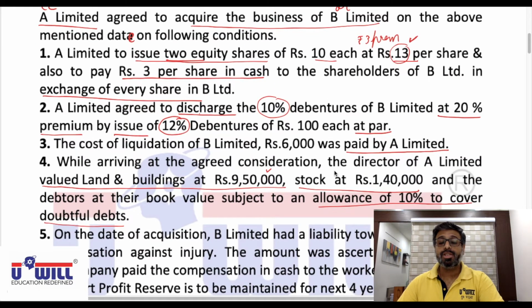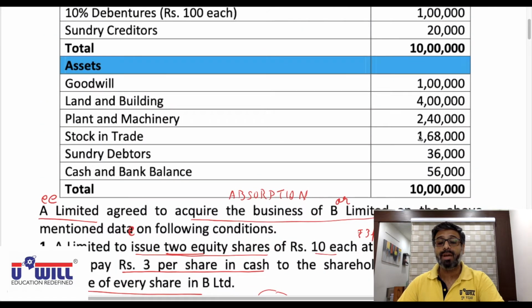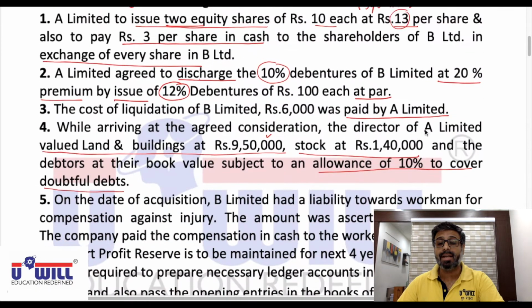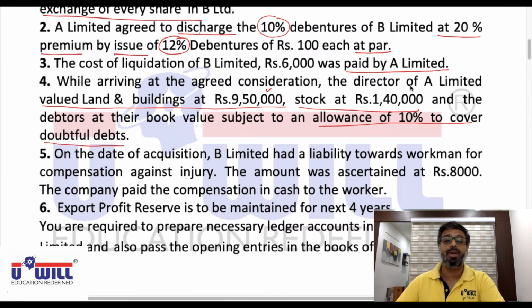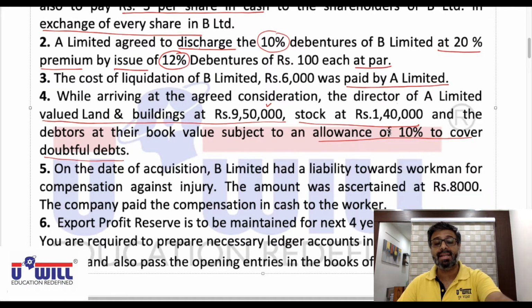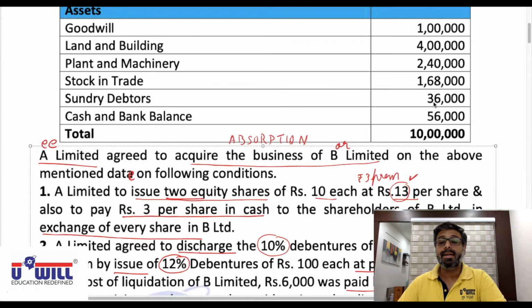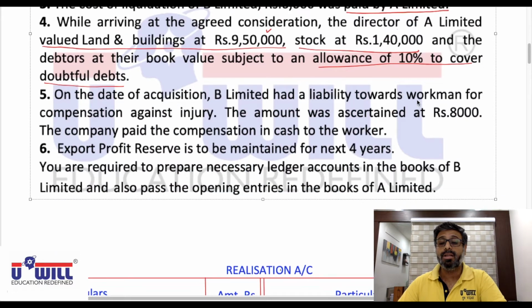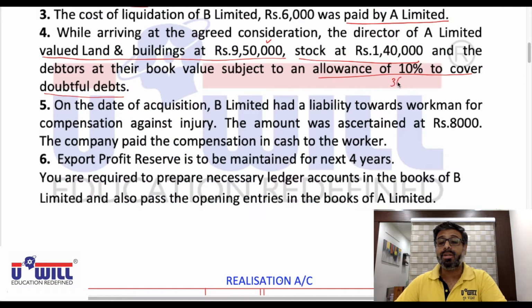Same way, stock's book value is 1,68,000, but the agreed value is 1,40,000. Then debtors are subject to 10%, which means we will deduct 10% from debtors. Debtors are 36,000. So what will be their agreed value? 36,000 minus a 10% allowance to cover doubtful debts. So if we subtract 3,600, 32,400 will be the agreed value of debtors.